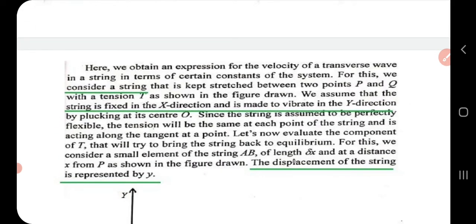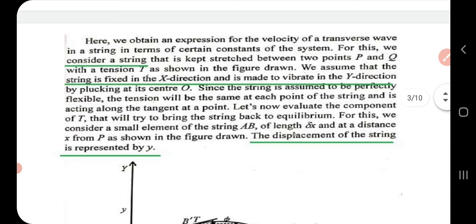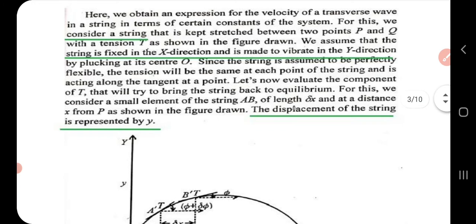Now here our aim is to obtain an expression for the velocity of the transverse wave developed in the string. For this, what we do is, the string that I have described before is stretched between two points, say P and Q. So you have got two points P and Q, and you are stretching that string between those two points P and Q, and let capital letter T be the tension experienced by the string.